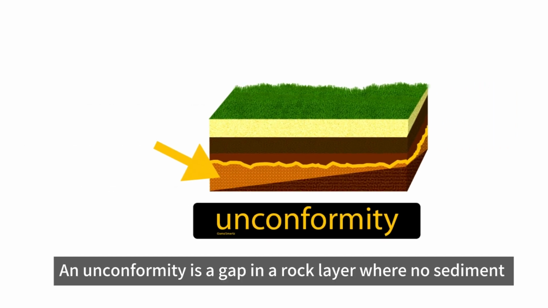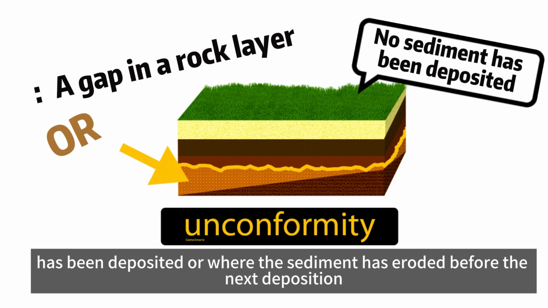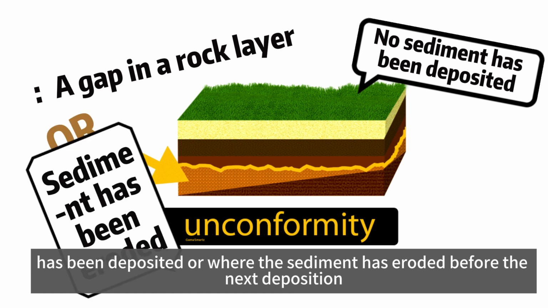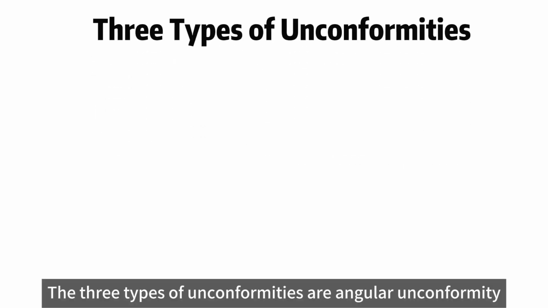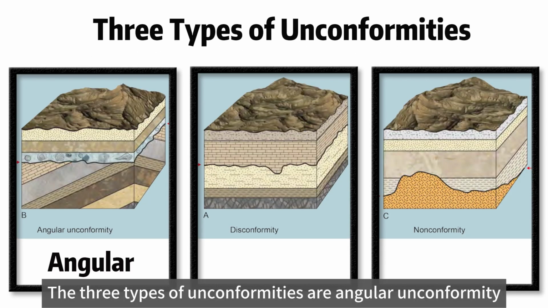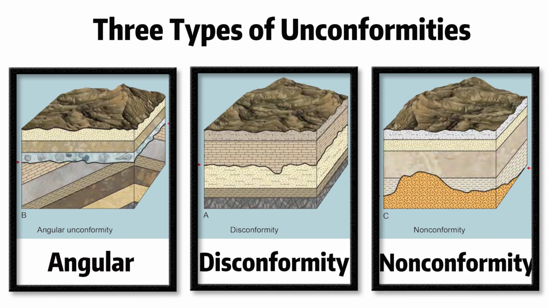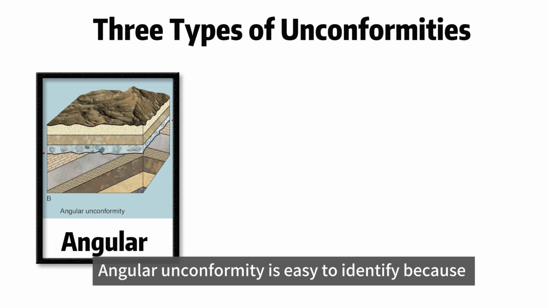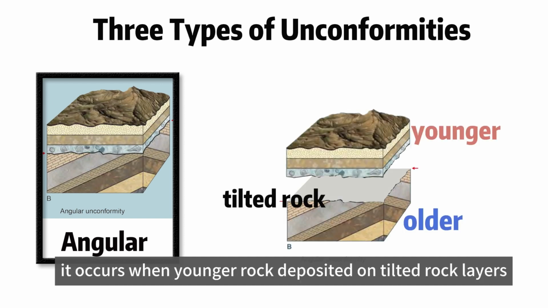An unconformity is a gap in the rock layer where no sediment has been deposited or where the sediment has eroded before the next deposition. The 3 types of unconformities are angular unconformity, disconformity, and nonconformity. Angular unconformity is easy to identify because it occurs when younger rocks are deposited on tilted rock layers.